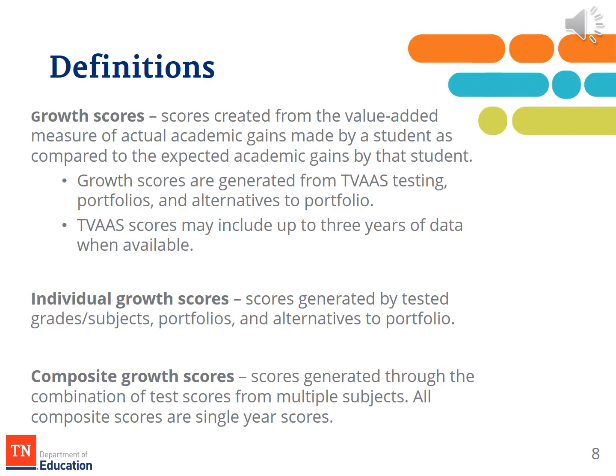A growth score measures a student's actual academic gains against his or her expected gains. Growth scores may be generated from TVAAS tests or portfolios or alternatives to portfolio. Individual growth scores are generated from grade or subject-specific TVAAS testing. Individual growth scores based on TVAAS testing may include up to 3 years of data when available. Individual growth scores generated by portfolios or alternatives to portfolio include only 1 year of data. Composite growth scores are generated from combining test scores from multiple subjects. Composite growth scores also include only 1 year of data.